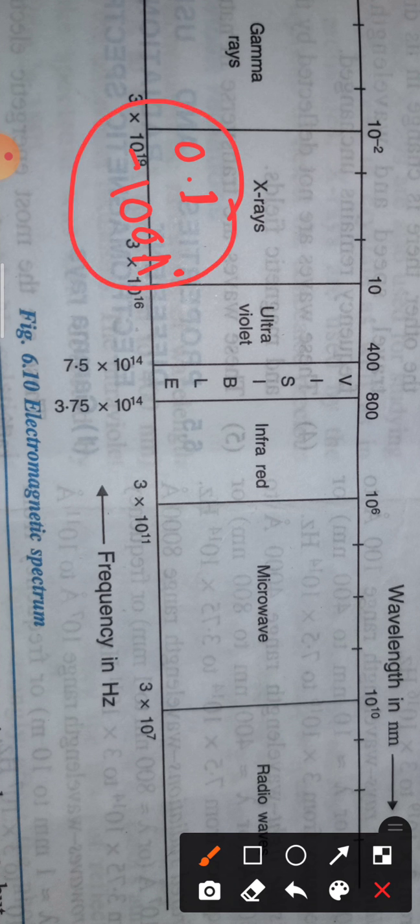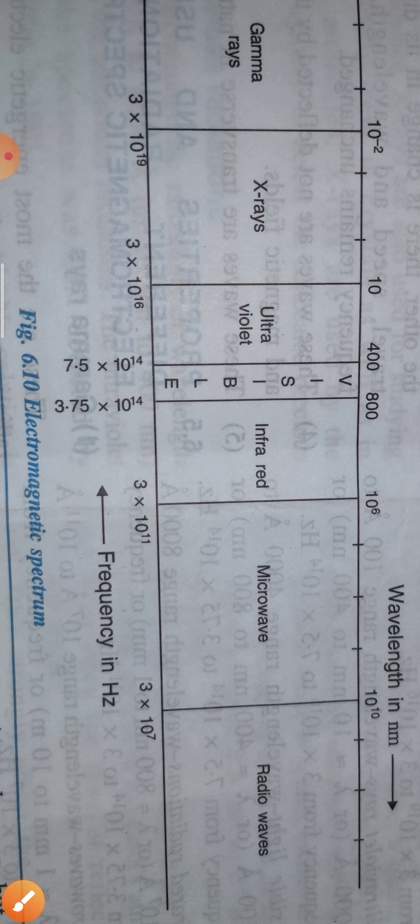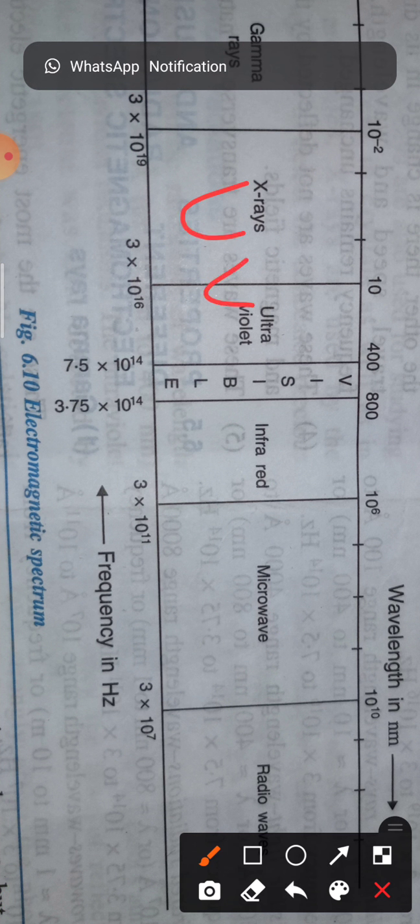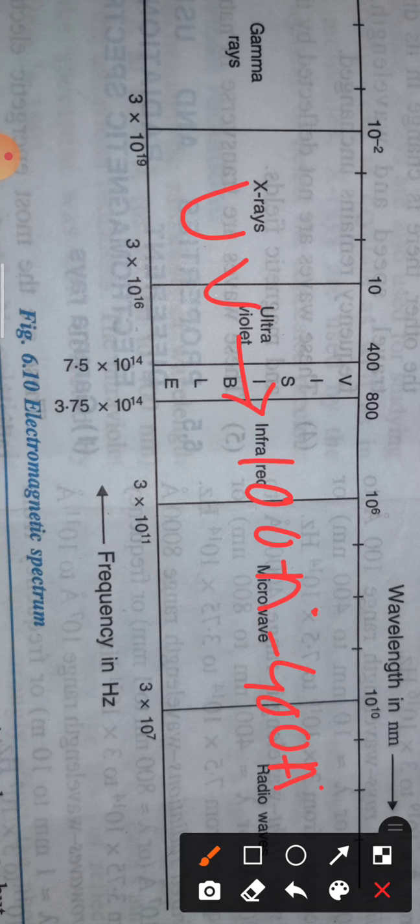Now after X-rays, ultraviolet or UV rays come. The range of UV rays is from 100 angstrom to 4000 angstrom. It is already given in nanometer, 100 to 400 nanometer. Angstrom means you have to multiply by 10. So the range of UV rays is 100 angstrom to 4000 angstrom. Gamma rays, X-rays and UV rays we cannot see.